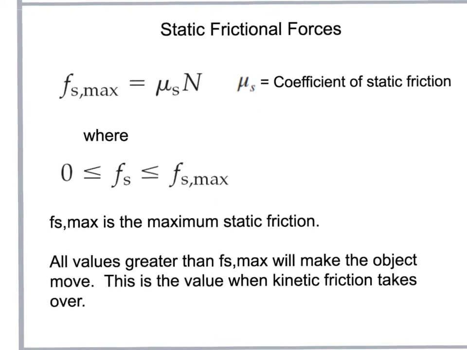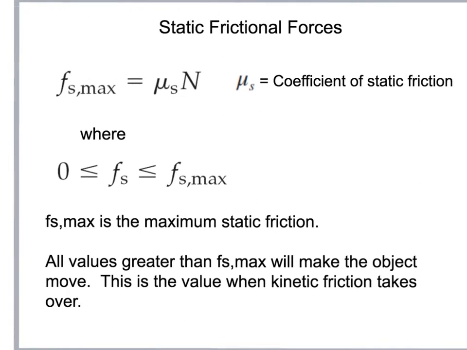So static friction force, same equation, just a different coefficient of static friction now. We had a coefficient of kinetic friction. Here we have a coefficient of static friction. And then, of course, we see that when static friction is greater than or equal to 0, or less than or equal to the maximum value for static friction, then the object will not move. But once we get over that threshold, then the object is going to move.